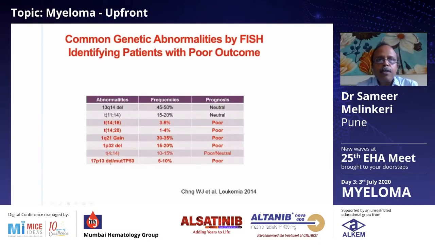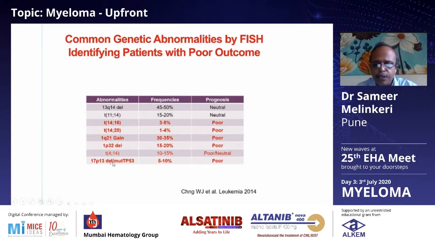Coming to the common cytogenetic abnormalities by FISH, we know that these are the high-risk features: t(14;16), t(14;20), 1q gain, 1p deletion, t(4;14). The t(4;14) is, of course, a little variable. I'll come to that later.